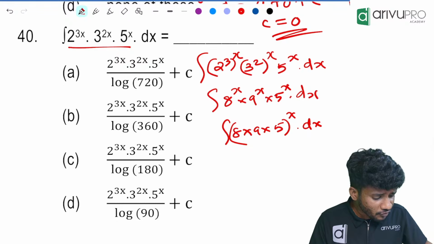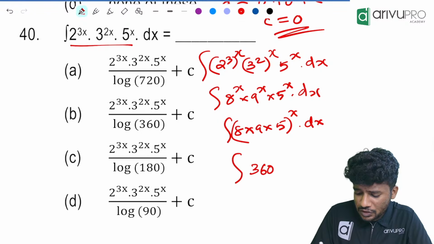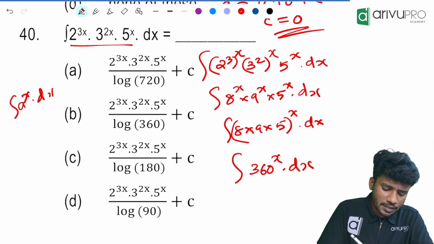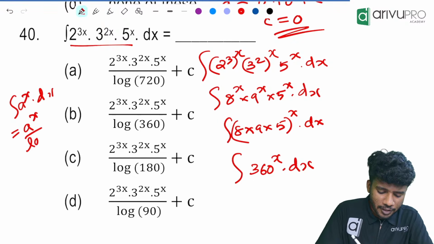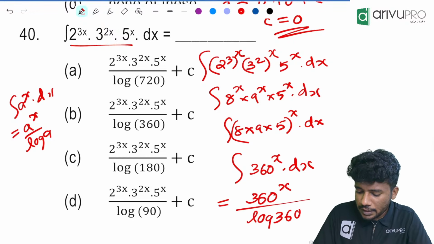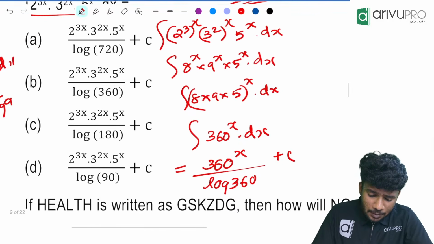Now people, 8 into 9 into 5 is nothing but 360. That is nothing but the integral of 360 raised to x dx. What is the integral of a raised to x dx? That is nothing but a raised to x divided by log a, which is nothing but 360 raised to x divided by log 360 plus c. Now people, instead of 360 raised to x, I can put what?